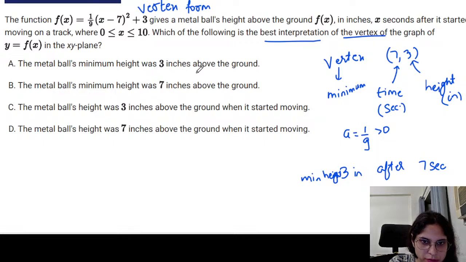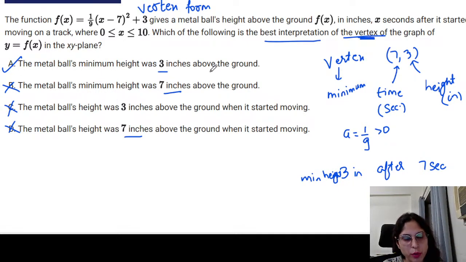Minimum height was 3 inches above the ground. Yes, minimum height is 3 inches. That's your answer. You see the other option, 7 is your seconds, so 7 inches is gone. And they're talking about the vertex, so the vertex represents the minimum. 3 inches when it started moving, they're talking about the y-intercept. That's also gone. So the answer is the metal's minimum height was 3 inches above the ground. Okay? That's it. Here they are not asking, but they could have given maximum also. That would also have been wrong.